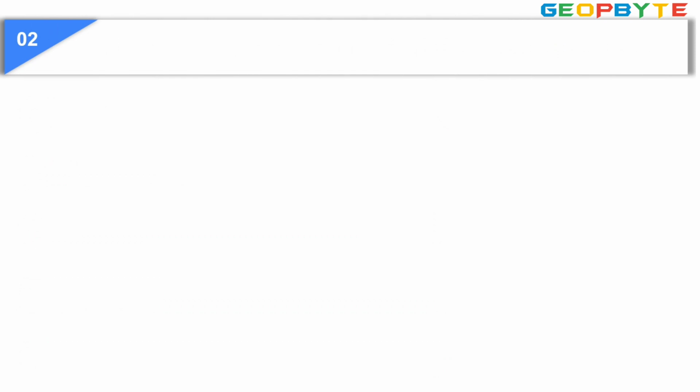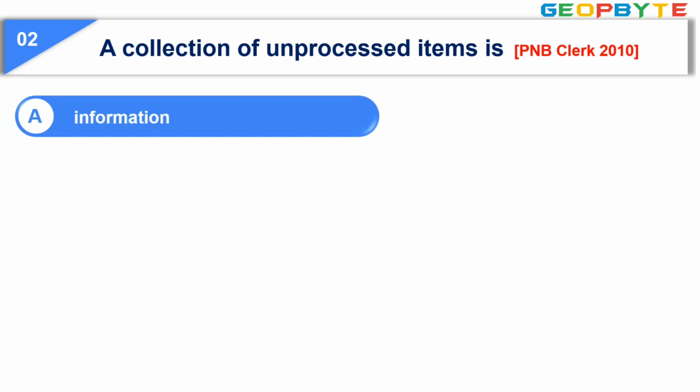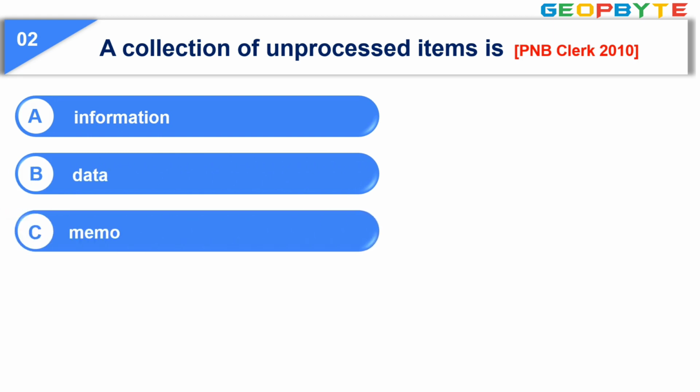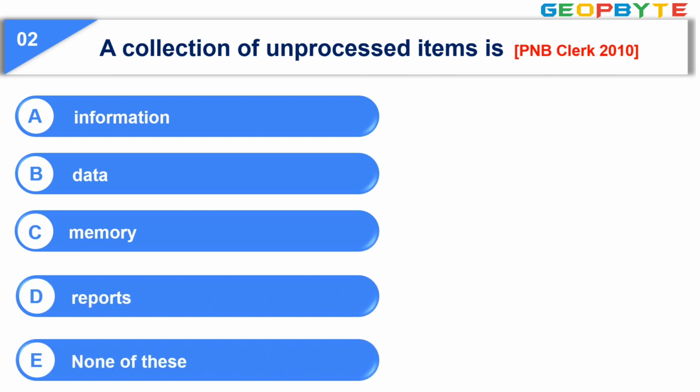Moving to question number 2. A collection of unprocessed items is option A information, option B data, option C memory, option D reports, option E none of these. And the correct answer is option B, data. Unprocessed items is data, processed item is information.